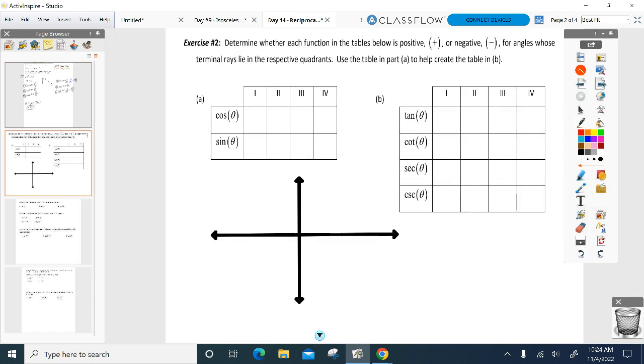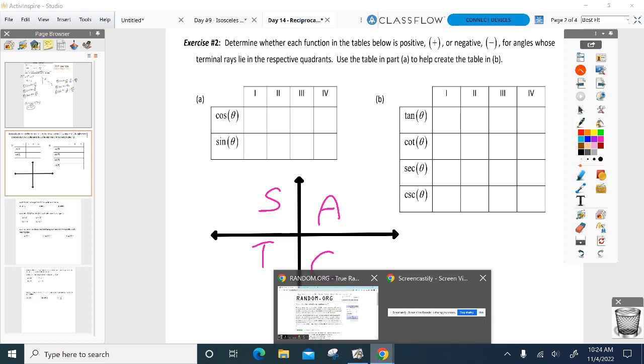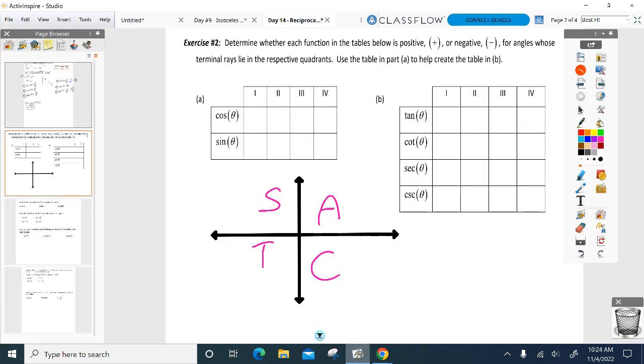Remember doing ASTC? How did the new three fit into that? Where are the new three positive and negative? Let's start in quadrant one. What do you know about everything in quadrant one? The cosine and sine in quadrant 1 are positive. Everything's positive in 1, including the new 3. When we say everything, we mean everything. The original 3 were positive in the first, and so are the new 3.